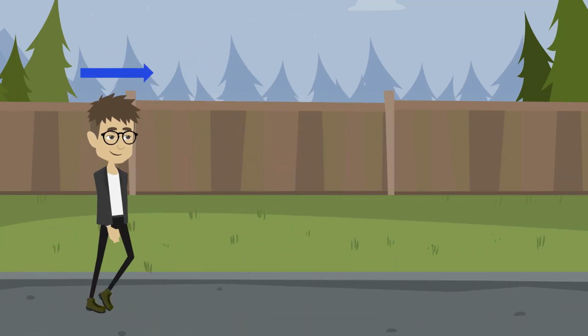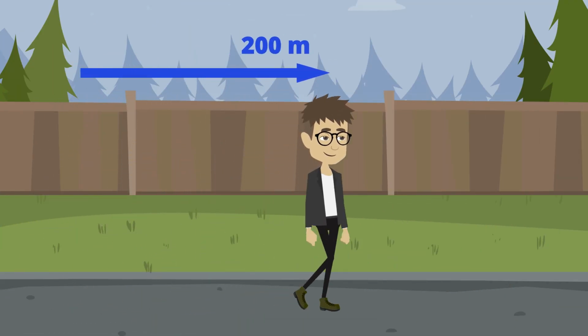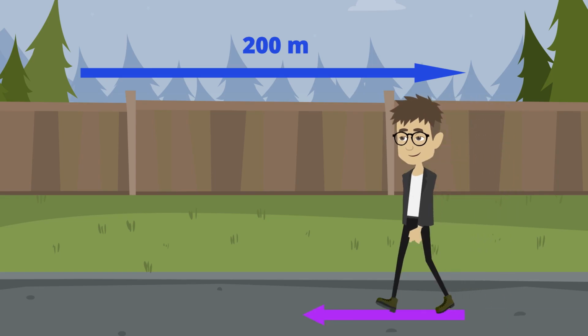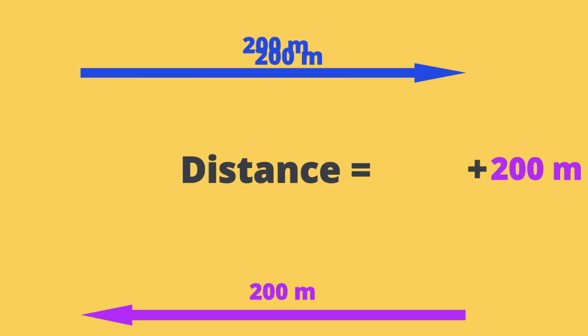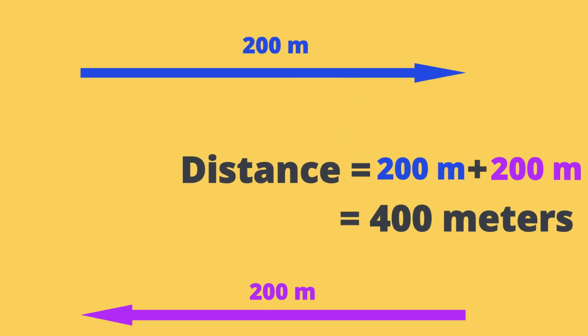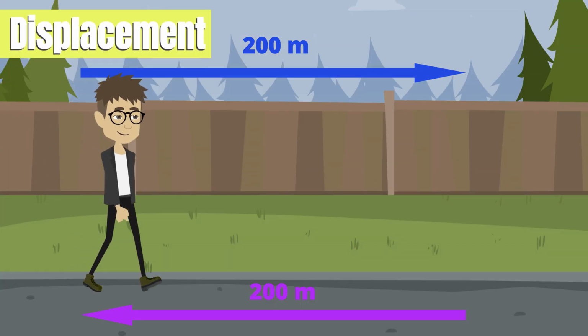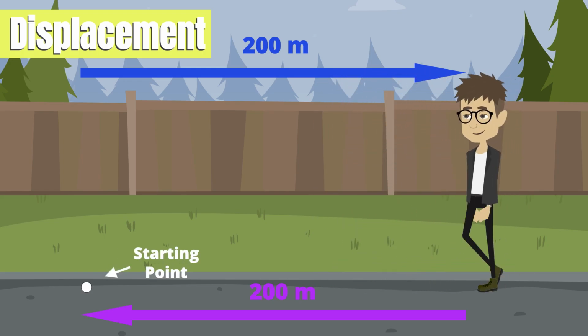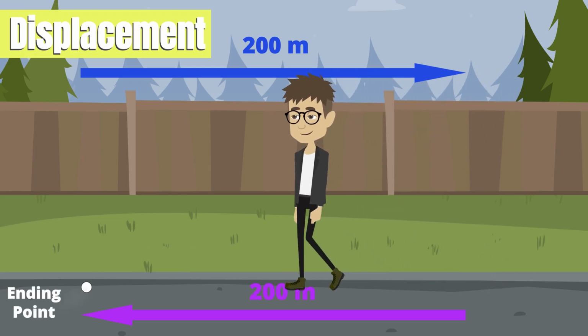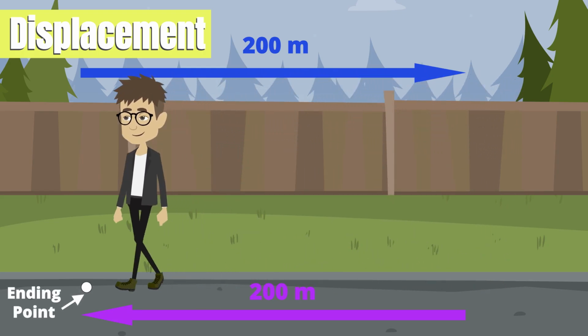Let's go back to our street example. You walk 200 meters to the end of the street, then turn and walk 200 meters back home. Distance pats you on the back for walking a total of 400 meters. Displacement? It stares you dead in the eye and says, net change? 0 meters. You're right back where you started. It doesn't care how you got there, just where you are now.